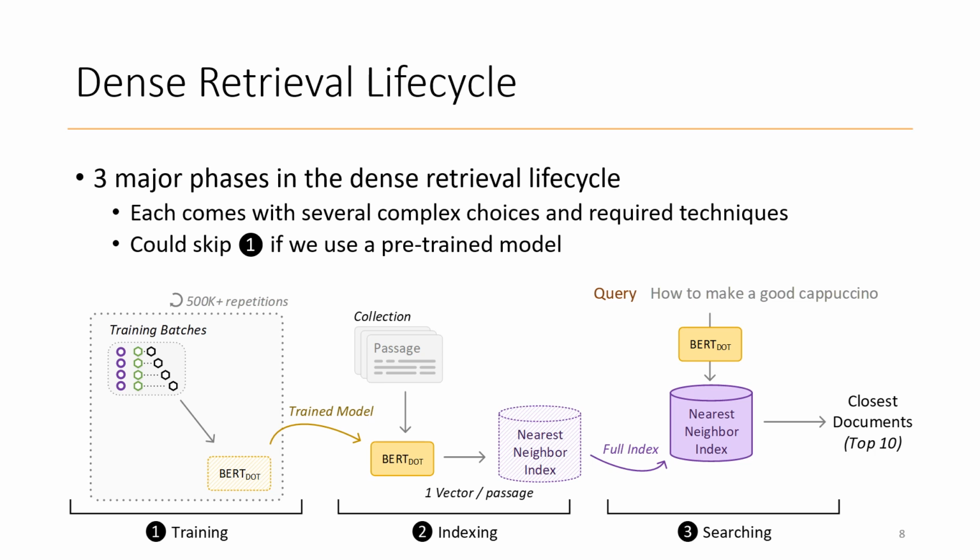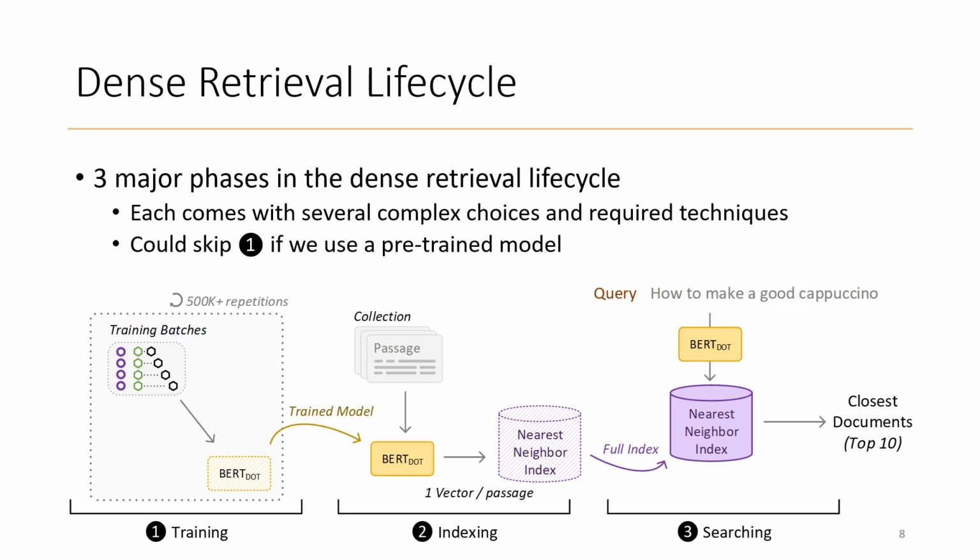Here we take every passage in our collection and encode it via the model, which gives us a single vector per passage as the output. And those vectors are indexed in a nearest neighbor index that is potentially an approximated nearest neighbor index. And once this index is built, we can take the full index and use it in phase 3, the searching.